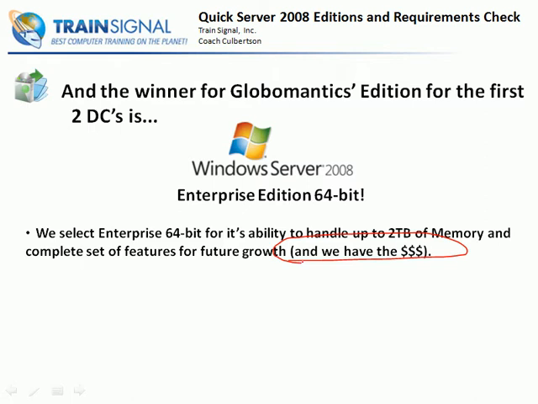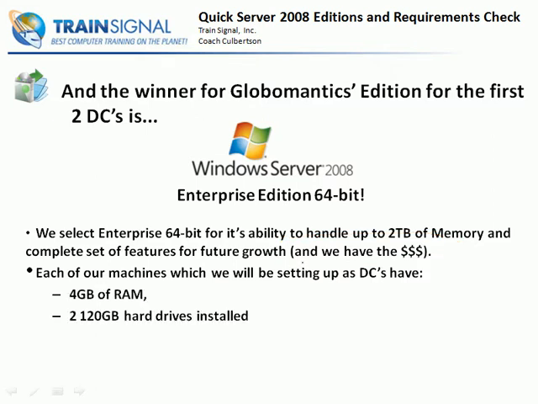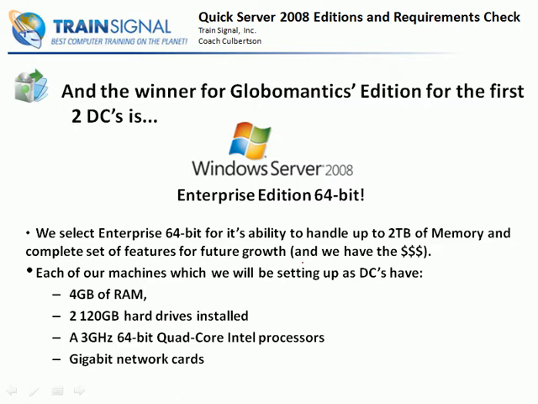You saw the prices, right? I mean, they're not cheap. But if you've got the cash, just go ahead and pony up for Enterprise Edition. It's going to be worth it. Now, remember that each of our machines has 4 gigs of RAM, 2 120 gigabyte hard drives, a 3 gigahertz 64-bit quad-core Intel processor, and gigabit network cards. Our hardware is not going to have a problem handling Enterprise Edition.